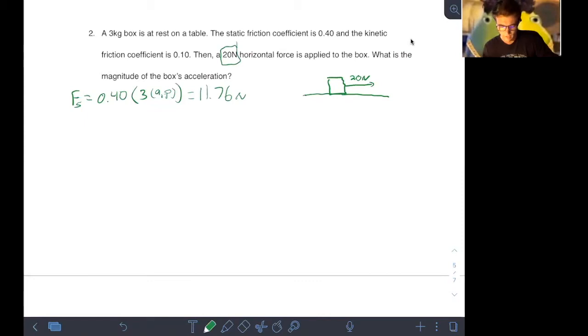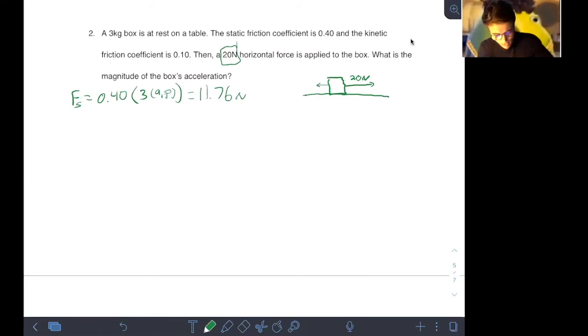But, all right, we can't do that in this case because we have some sort of friction being applied, right? Some sort of force in the opposite direction is being applied. So essentially what we have to do is find out what the magnitude of that force is in the opposite direction and then subtract it from the 20 newtons, right? And that'll be our net force acting on the object. And then we can divide by mass and get our acceleration.